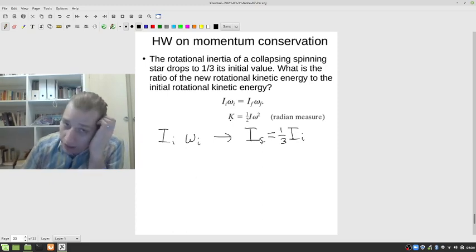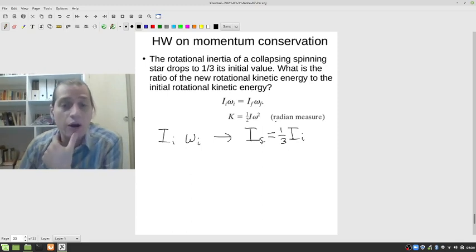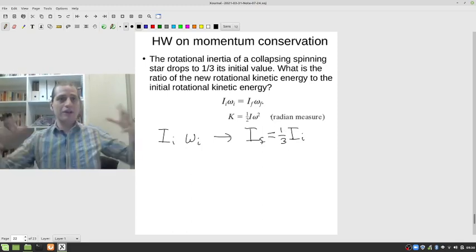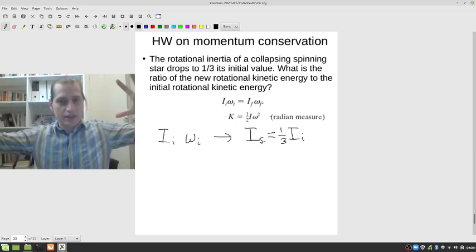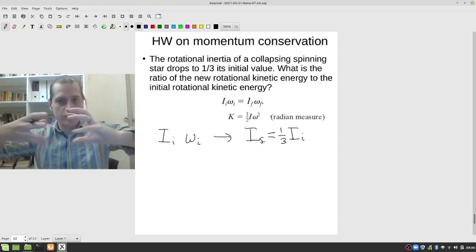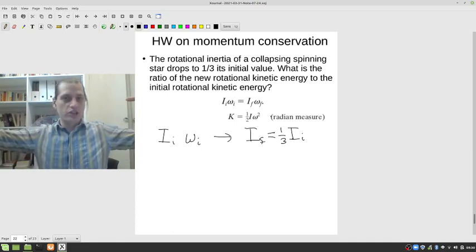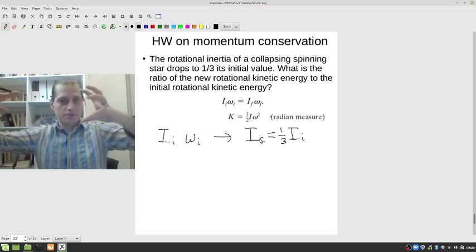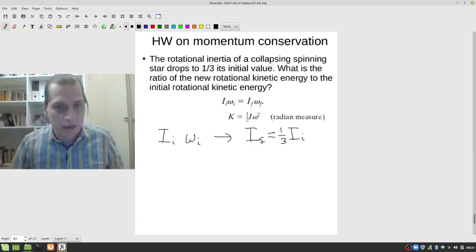So how would that happen? The way that would happen is that you have the gases and they come in and start to gravitationally attract. The gravitational potential energy of that cloud is being transformed into kinetic energy. So it's falling in on itself.